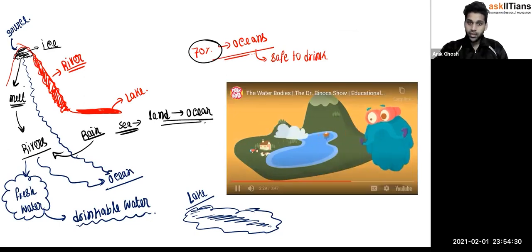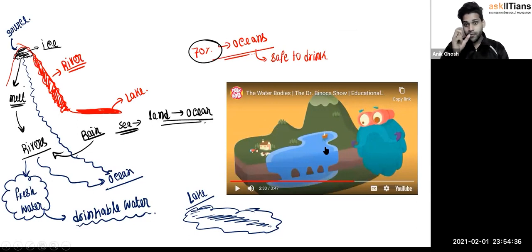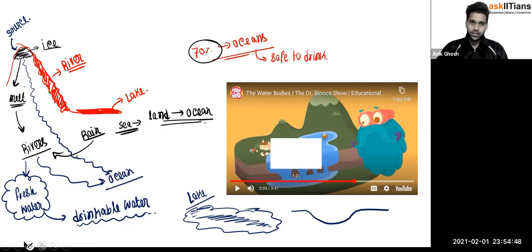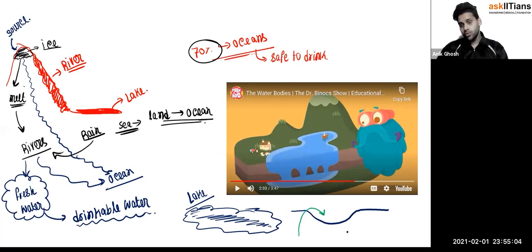So how are the lakes formed? When the water finds a basin, right? What is a basin? Inside the land, when there is a hole like this, that is called a basin. So when the water finds its way to this hole, this basin, that is what makes a lake.